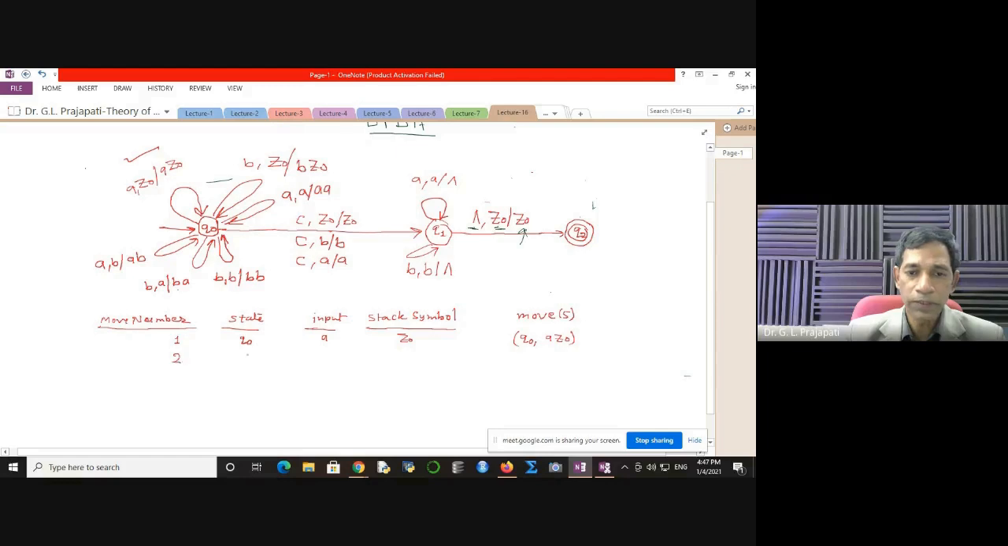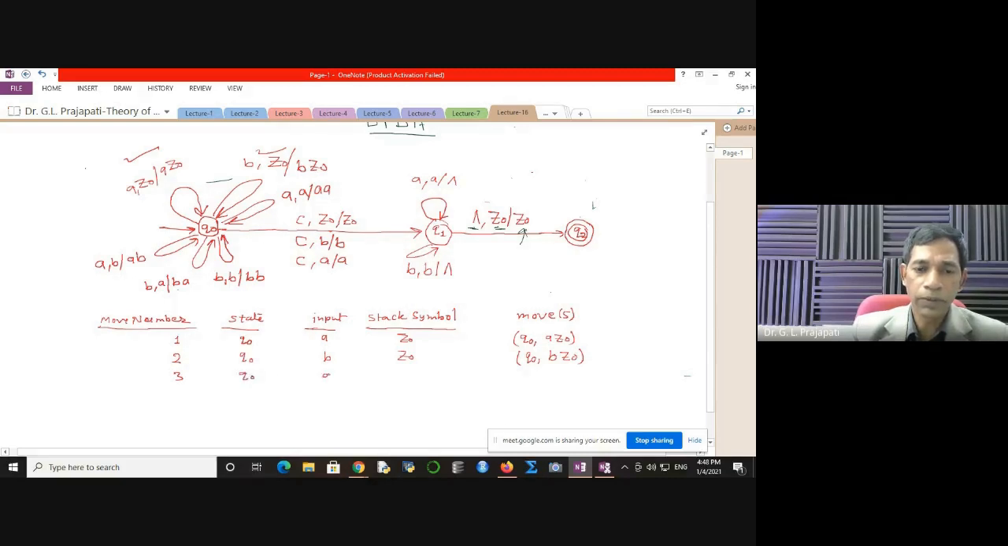Now you can specify the other move. Move number 2, you are in the state Q0 and then your input is B and top of this symbol can be Z0, and you know that your machine remains in the same place and you are going to modify the Z0 with BZ0. You are pushing B onto the top of the stack. Now similarly you can say this is the move number 3 and you are in the current state Q0.